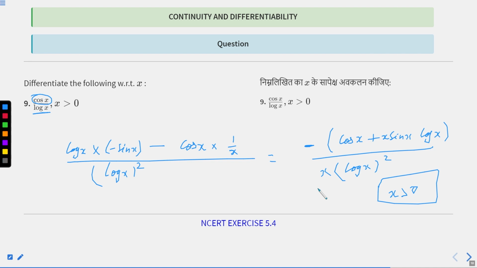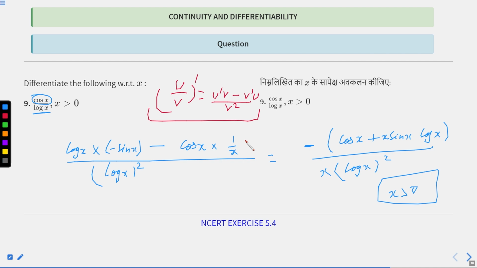So what is happening, I hope that it is clear. We just use what? We use u by v whole derivative is the same as v square and then u derivative multiplied with v minus v derivative multiplied with u. We are using just this simple form, the quotient rule. Okay, clear? Let us move to the last problem of this exercise.